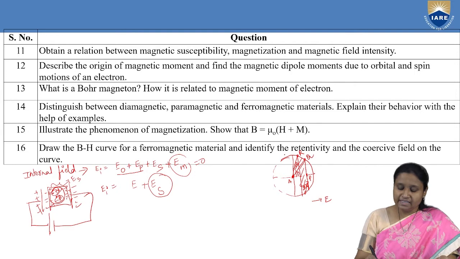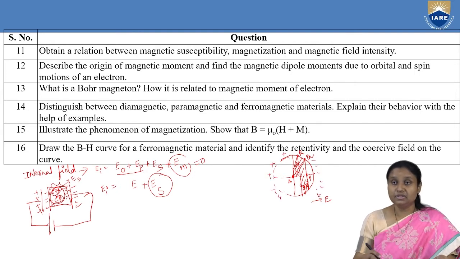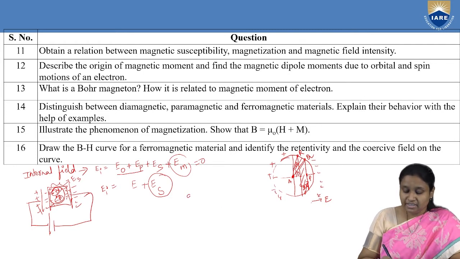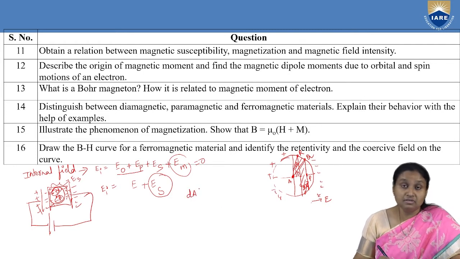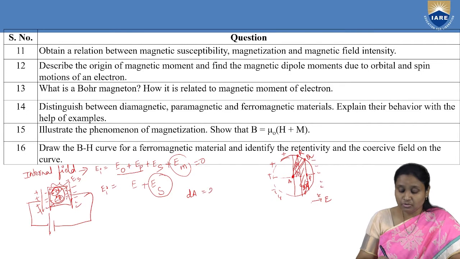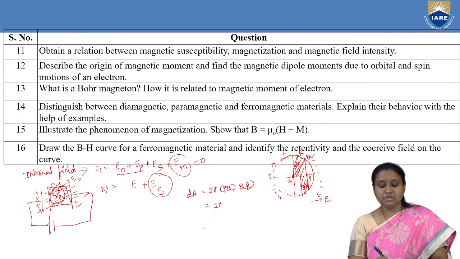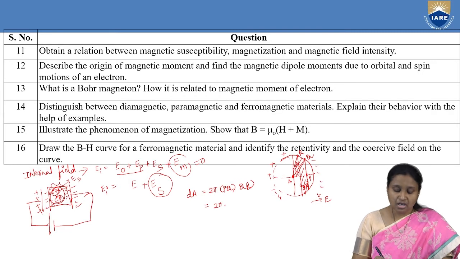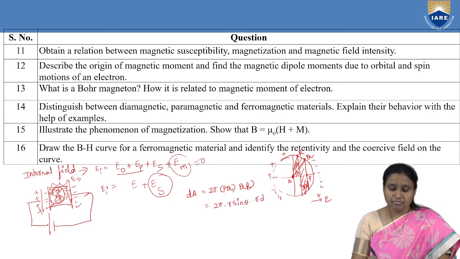In order to find the electric field due to charges on this imagined sphere, first we find the area of the small strip running on the surface of the sphere, which will come out to be 2 pi into PQ into QR. Considering those triangles, PQ is R sine theta and QR is R d theta. So it will come as 2 pi r square sine theta d theta.